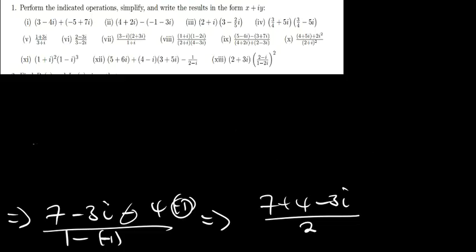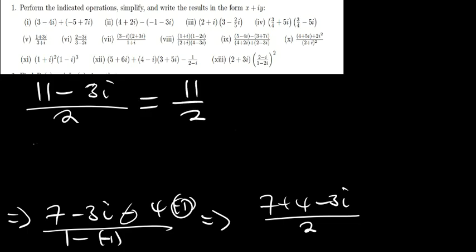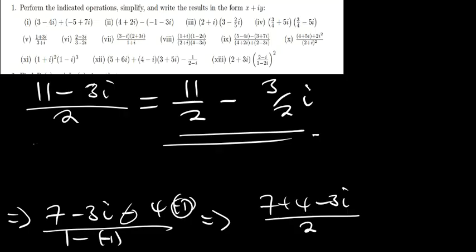The next thing I'm going to have is 7 plus 4, which is 11, minus 3i. You divide this by 2. I can write this as 11 divided by 2 minus 3 over 2i. So this is going to be my final answer in this case.